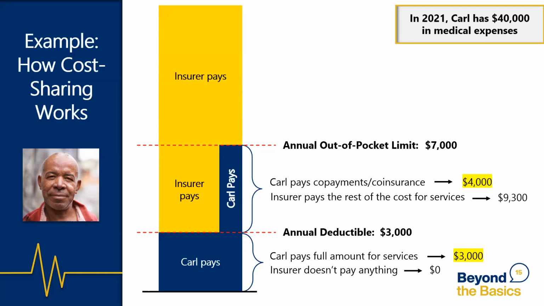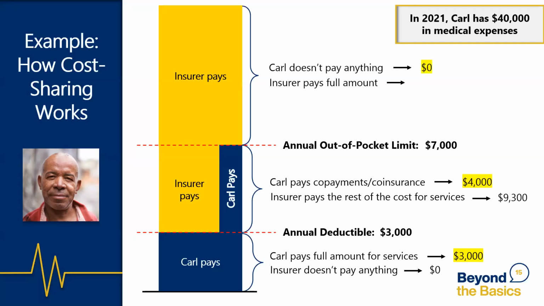Now, all the rest of the in-network healthcare services Carl receives this year, which total $23,700, will be completely covered by his plan, and he won't have to pay anything else out of pocket. So that means no more co-payments or co-insurance charges.